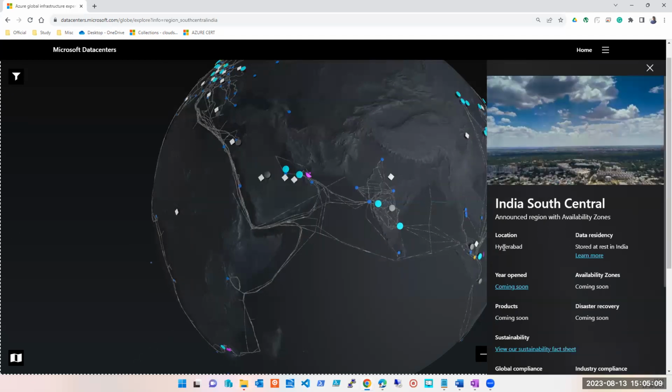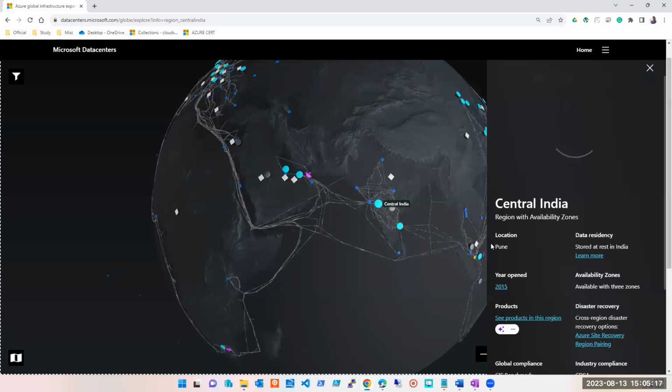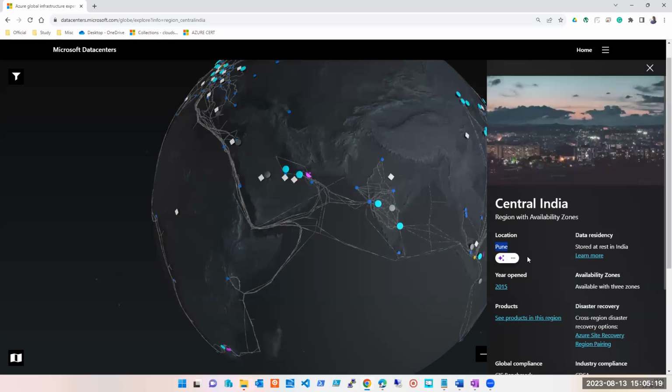South Central is in Hyderabad. It is upcoming, by the way. The green means it is upcoming, announced, coming soon. And the one which is up and running is in Pune. Central India. So these are the regions.